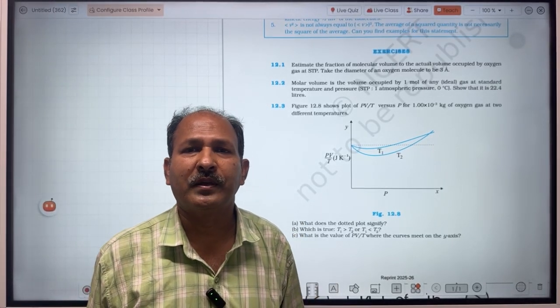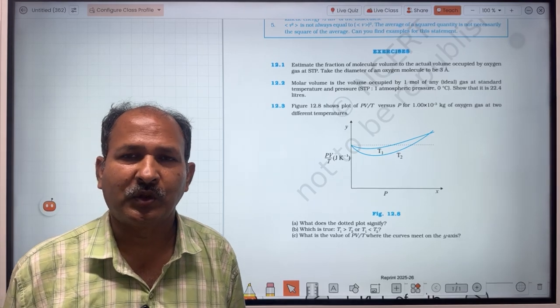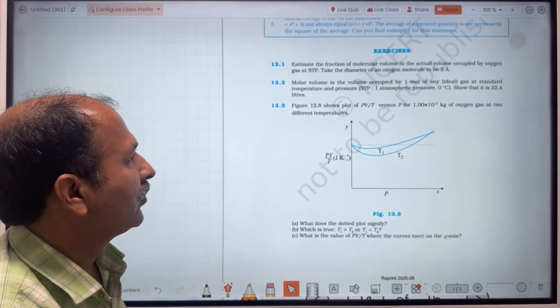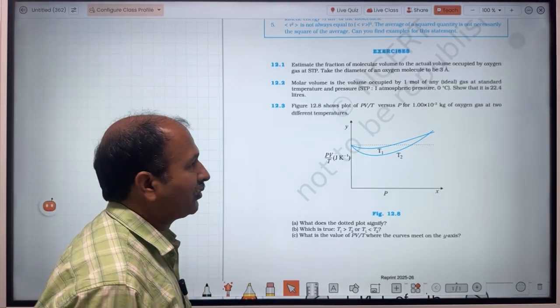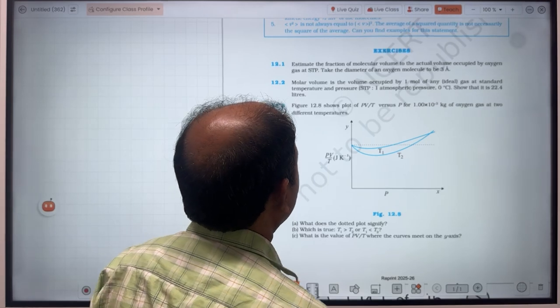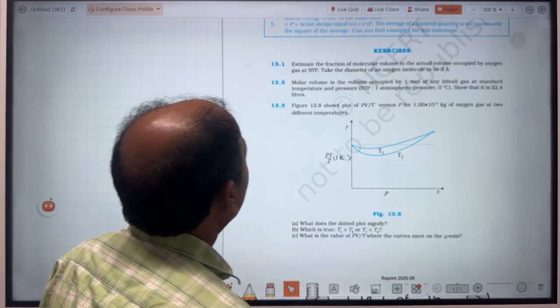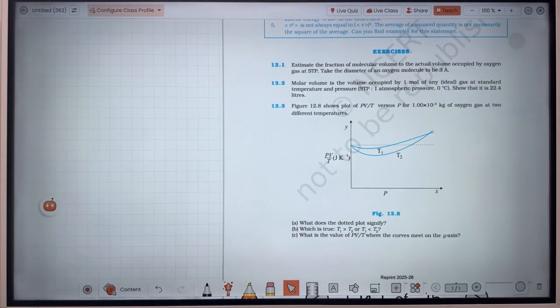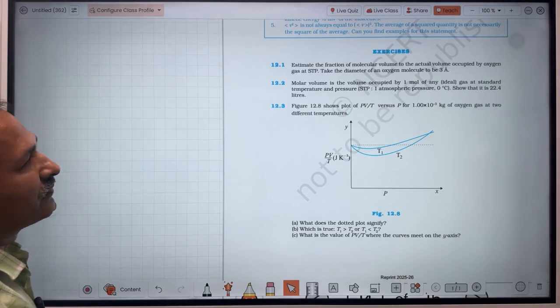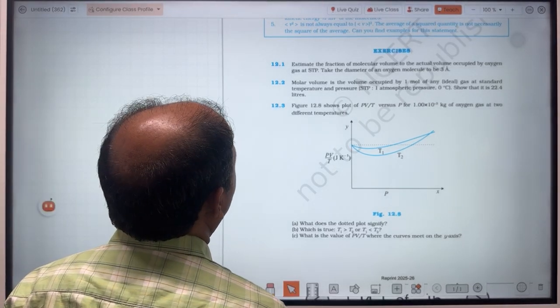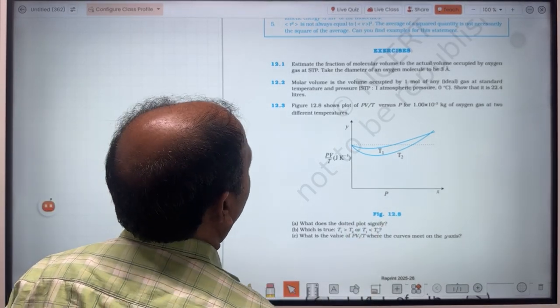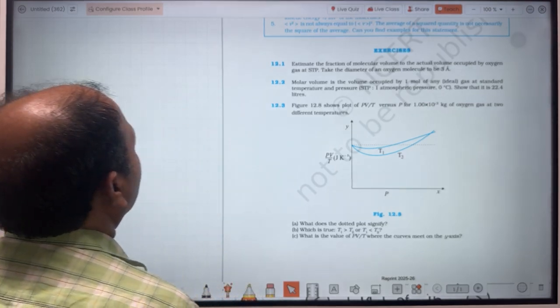Today we are going to solve the numericals based on kinetic theory of gases. So we have already studied about the basic concepts related to this chapter. Now we will try to solve some important numericals based on this chapter. These questions have been taken from NCERT.